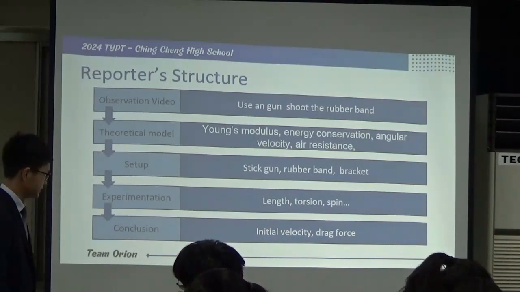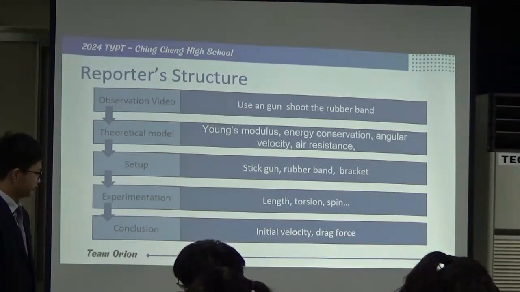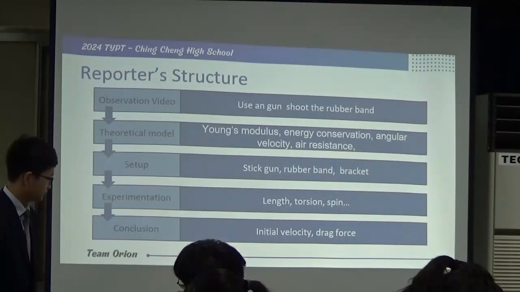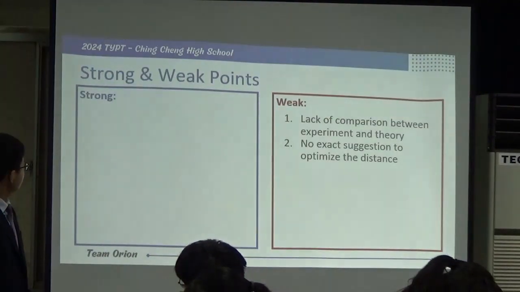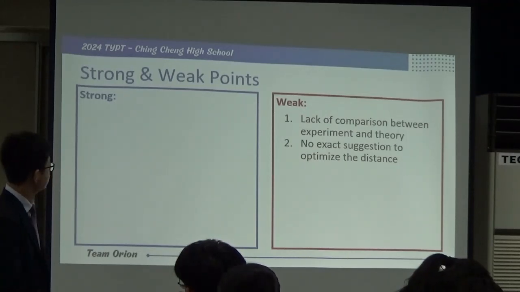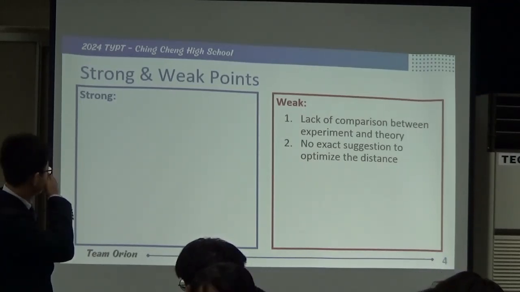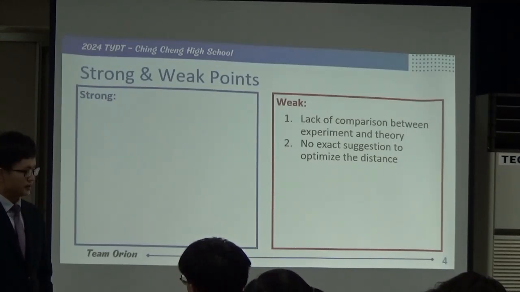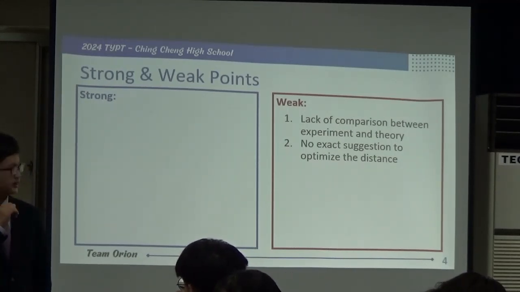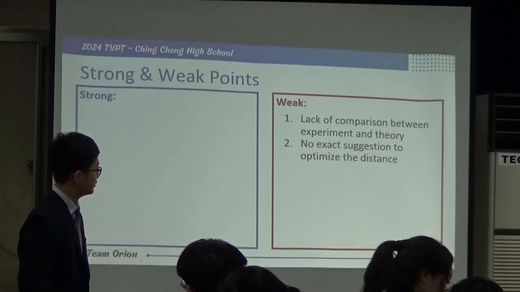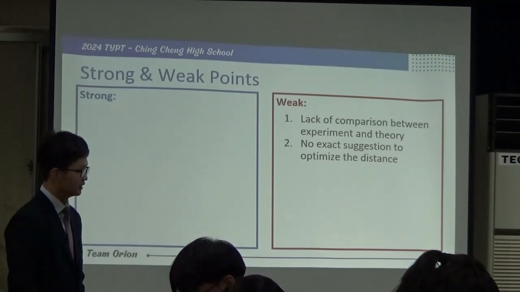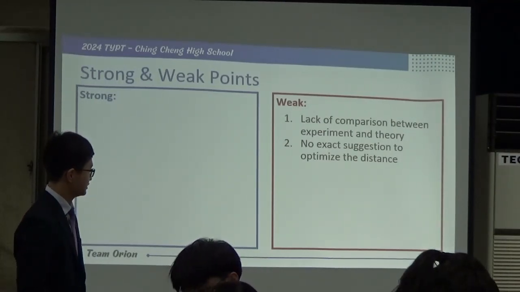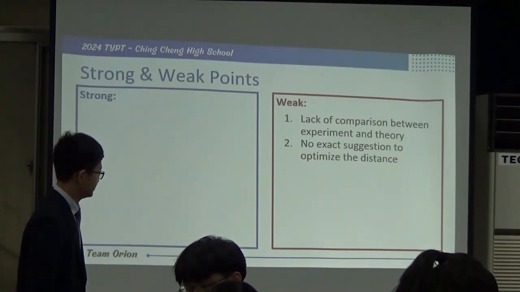And about the conclusion, they calculate the initial velocity and the drag force. About the strong and weak points. What's the strong point? I think. About the weak point, they made a comparison between experiment and their theory, and they did not give an exact suggestion to optimize the distance.